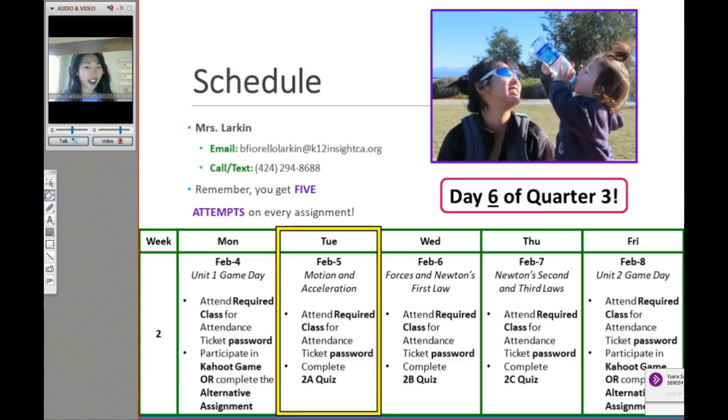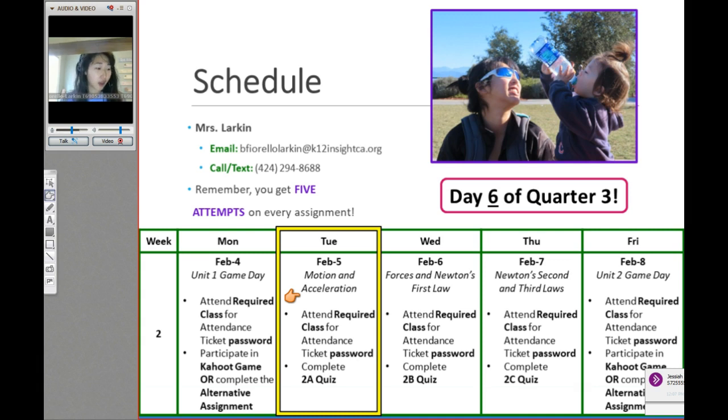Awesome. Okay, so we are on day 6 of quarter number 3. Today is Tuesday of week 2. Today we are talking about motion and acceleration. We are starting our second unit. Guys, it goes by so quickly. We actually have about 1 unit. No worries, you totally understand. Just make sure you save.